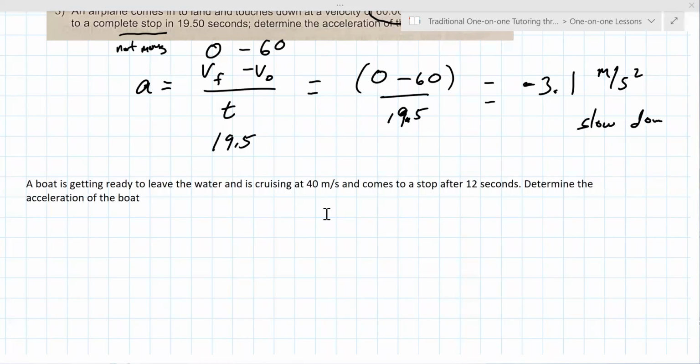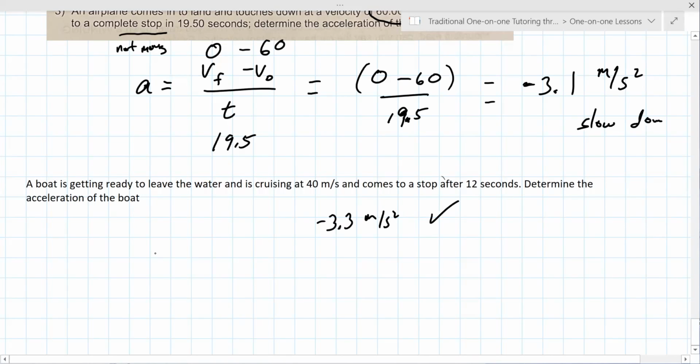-3.3 meters per second squared. Perfect. Now, why is it negative? Because it's coming to a complete stop. It's slowing down, yeah. Now, does it have to come to a complete stop to decelerate? No. All right, great.